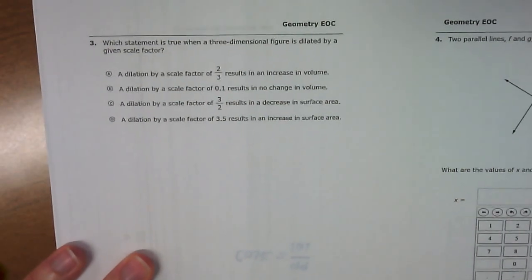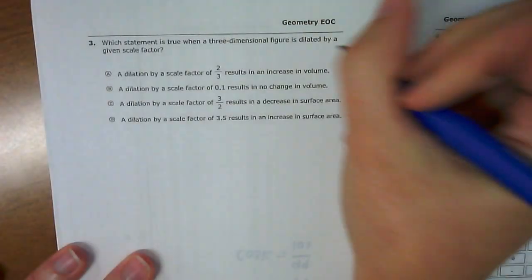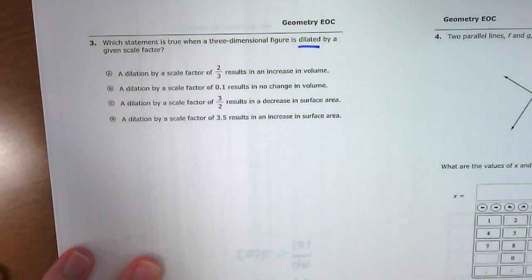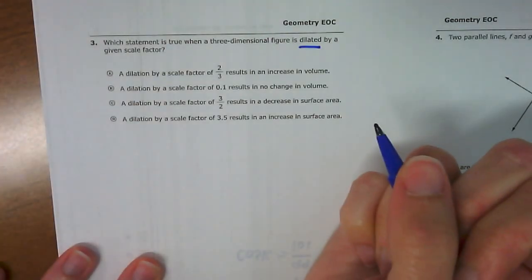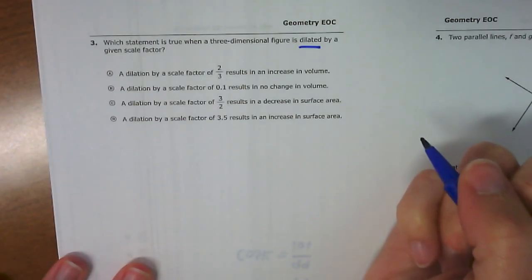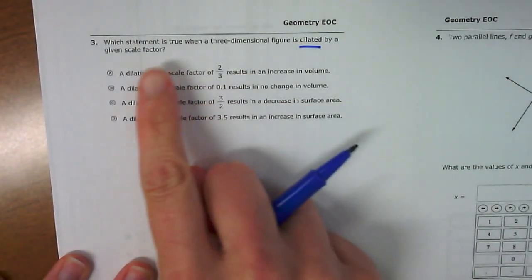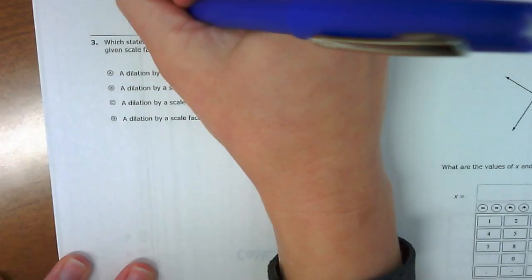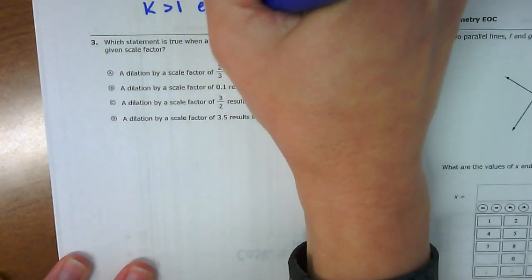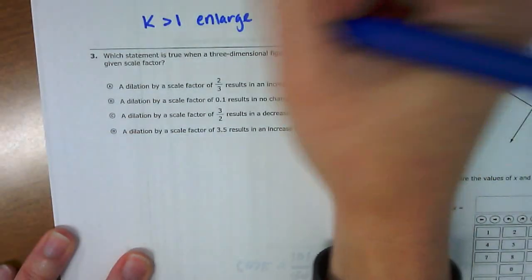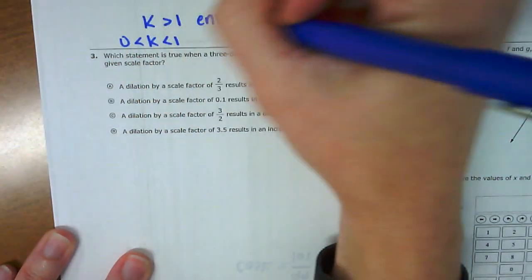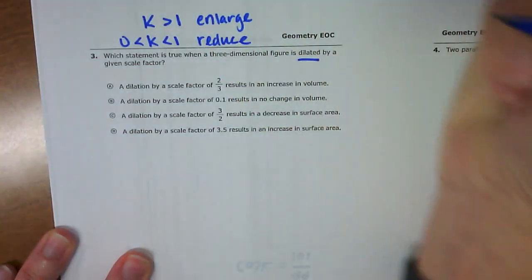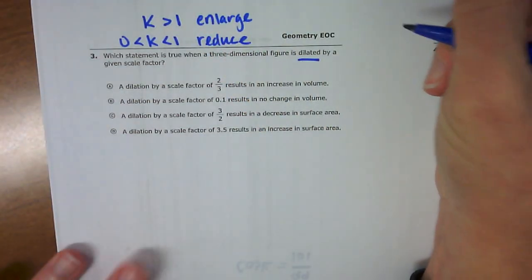Right, our next problem says, which statement is true when a 3-dimensional figure is dilated by a given scale factor? So when we have a dilation, we know that we are either increasing, which is an enlargement, or decreasing, which is a reduction. We have some different situations here. When our scale factor or our K value is greater than 1, we know that that means our figure is getting larger. And when our scale factor is between 0 and 1, we know that that means it's getting smaller, so we're reducing it.